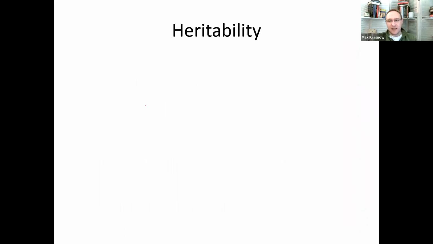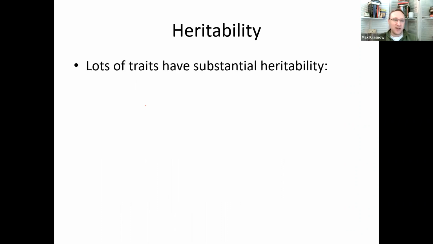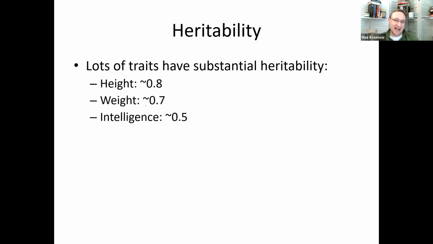So that's heritability in a nutshell. And using methods like these, researchers have found lots of traits that have substantial levels of heritability. Height is around 80% heritable. Weight is about 70% heritable. Intelligence is actually about 50% heritable. Lots of personality traits are in that 50% heritable range.